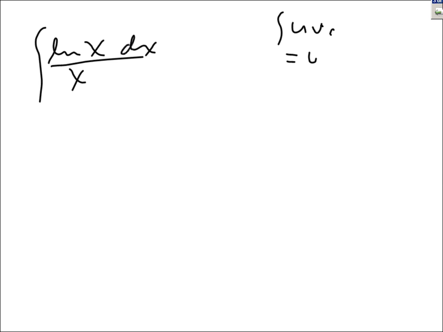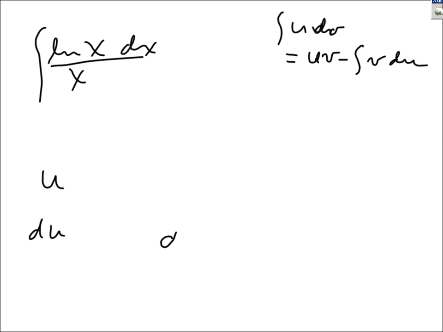You have the integral of ln x times dx over x. And remember, the integral of u dv is uv minus integral of v du. So I call something u. Now remember, you're going to call something u, and whatever u is, you can find the differential.